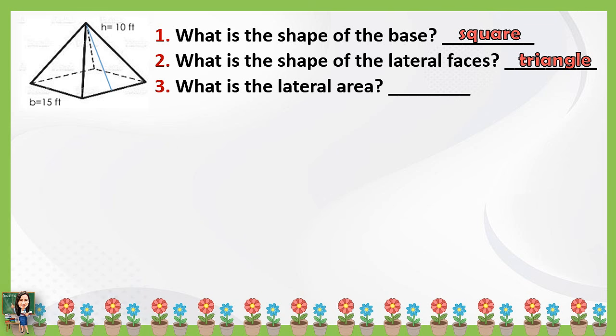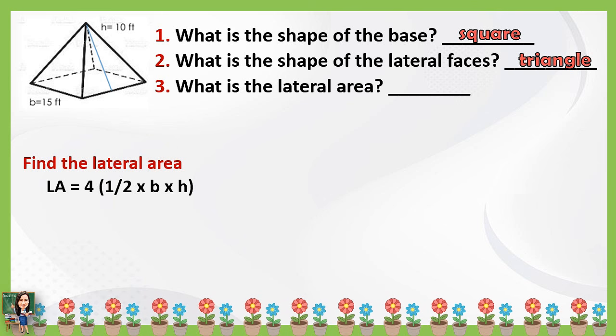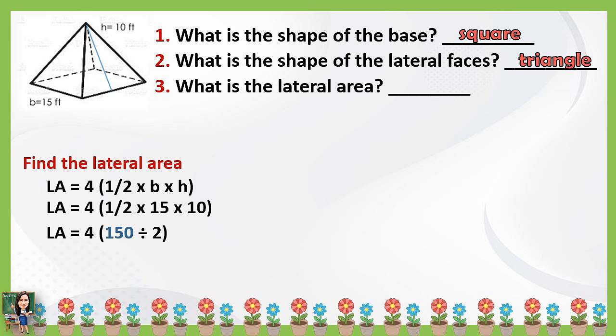Number 3, what is the lateral area? First, let's find the lateral area. The formula is lateral area equals 4 times 1/2 times base times height, or 4 times 1/2 times 15 times 10. First, multiply 15, which is the base, and 10, which is the height. 15 times 10 equals 150 divided by 2, that is 1/2, equals 75. Then multiply by 4. 4 times 75 equals 300 square feet. That is the lateral area.